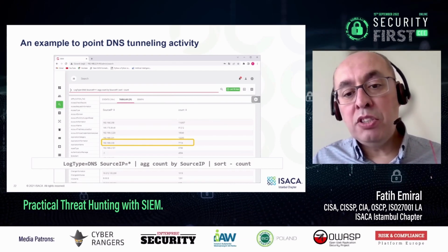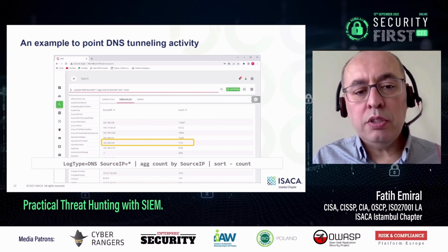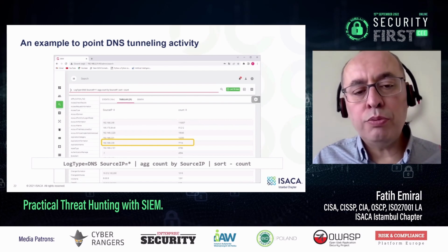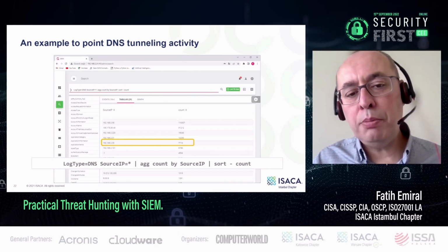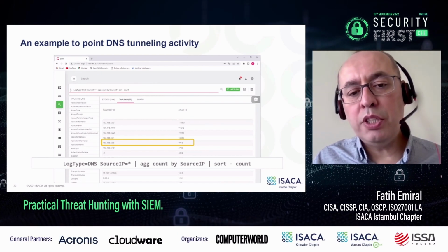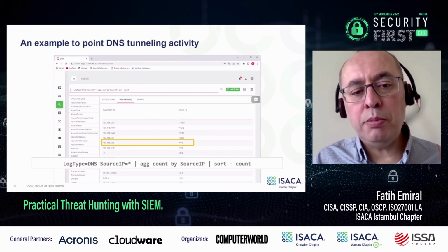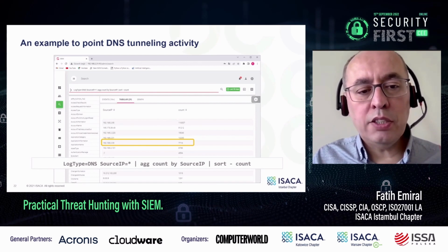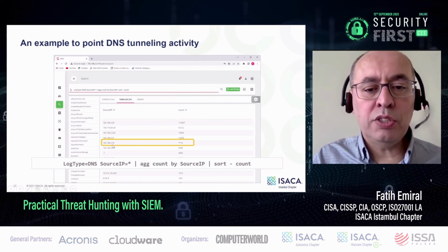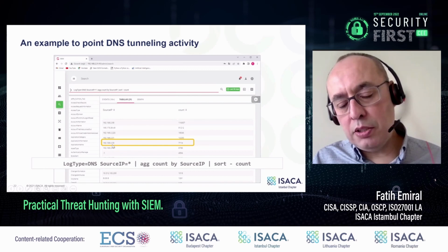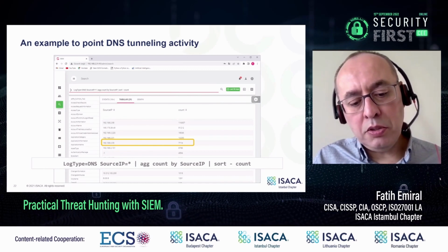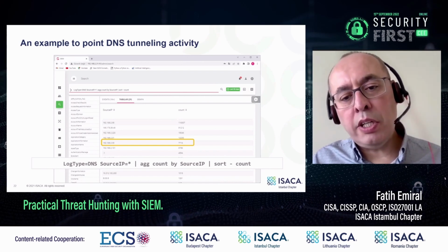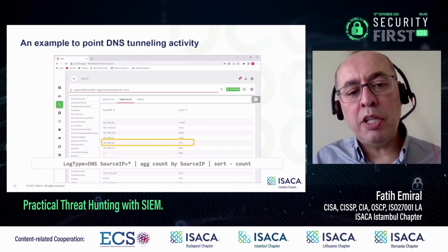Another indicator might be the number of requests. Here I am querying for the aggregated number of counts per source IP, how many DNS queries have been made by each source IP address in my logs. And I can see the .32 IP address again. In addition to the interestingly long DNS queries, we can see that a high number of DNS queries are made by this IP address.